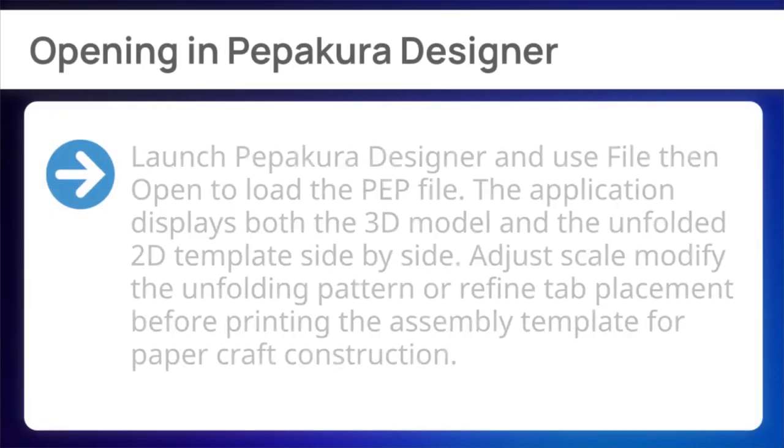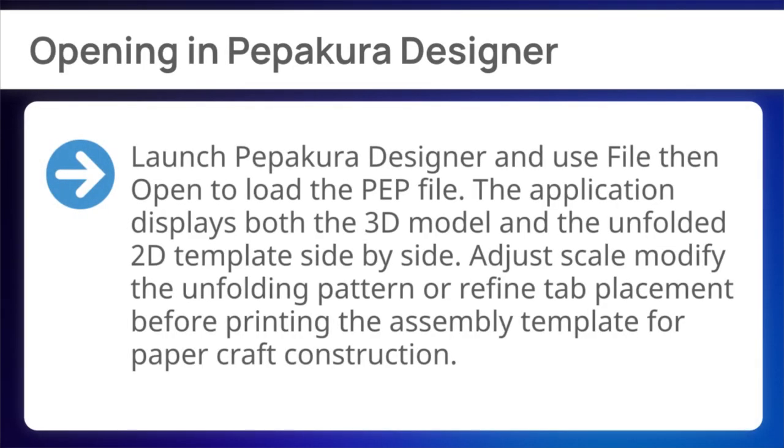First, opening in Pepakura Designer. Launch Pepakura Designer and use File then Open to load the PEP file. The application displays both the 3D model and the unfolded 2D template side by side. Adjust scale, modify the unfolding pattern, or refine tab placement before printing the assembly template for papercraft construction.